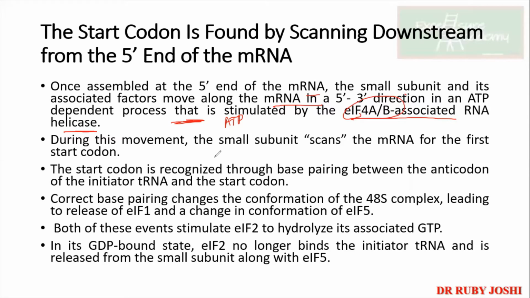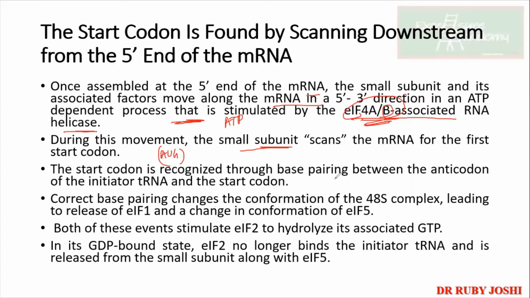So during this movement, the small subunit is going to scan the mRNA for your first start codon, and that is your AUG. Okay, so scanning of the start codon is energy dependent, and this energy is provided by the eIF4B. अगर आपको याद है अभी हमने डिस्कस किया था, ठीक है? So the start codon is recognized through the base pairing between the anticodon and the initiator tRNA का start codon.